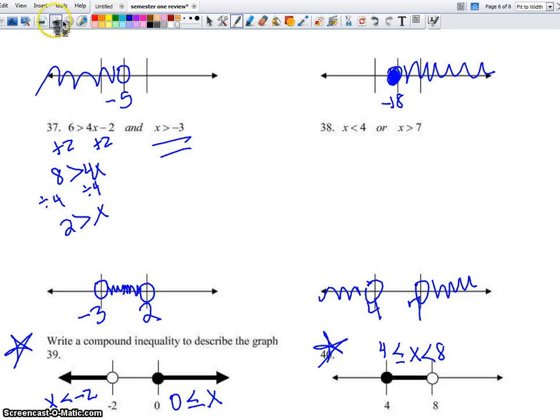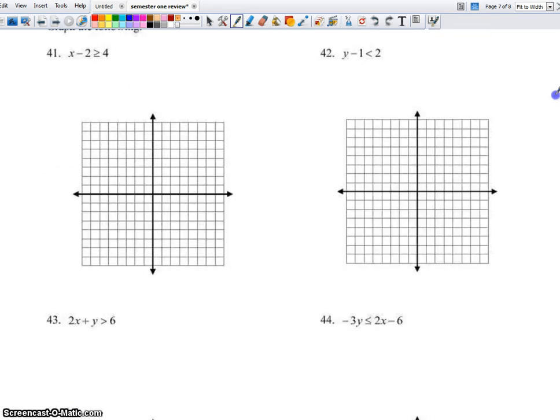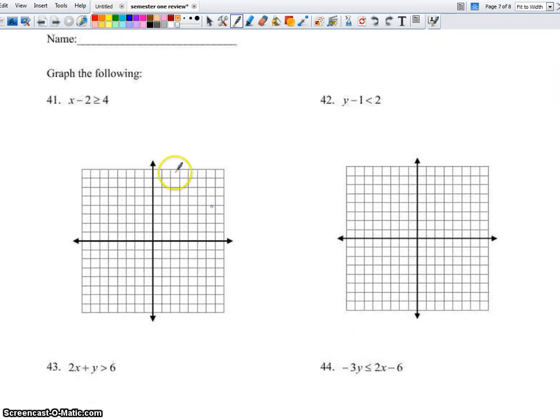Going to the next page, number 41. Graph the following. You need to get your variable by itself, so x is greater than or equal to 6, because I had to bring this 2 over here and add it. Go to where x is 6, which is to the right. 1, 2, 3, 4, 5, 6. It's got to cross the x-axis at that point, so that means I'm going to have a vertical line. It's a solid line because of the line there. So you draw your solid vertical line through the point. X is on the correct side, so you shade the way the arrow points, which is to the right.